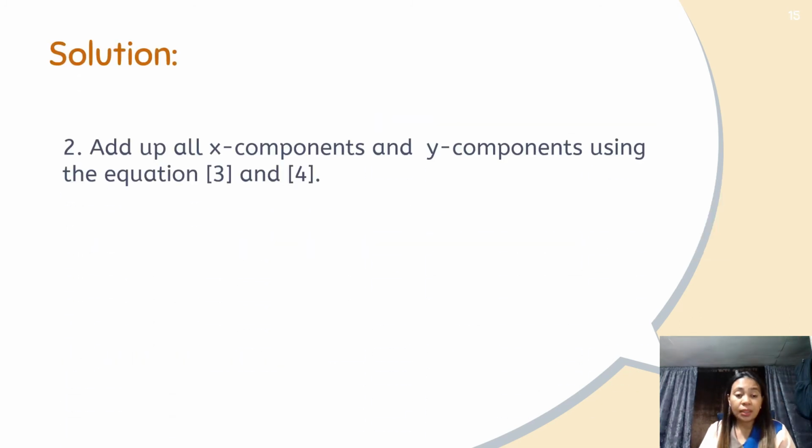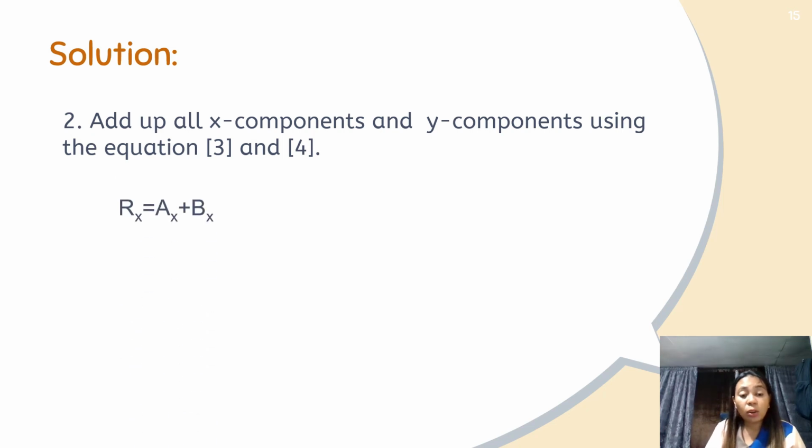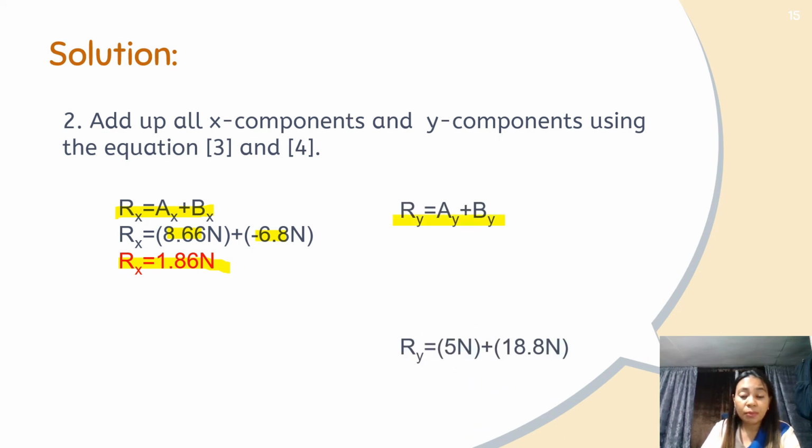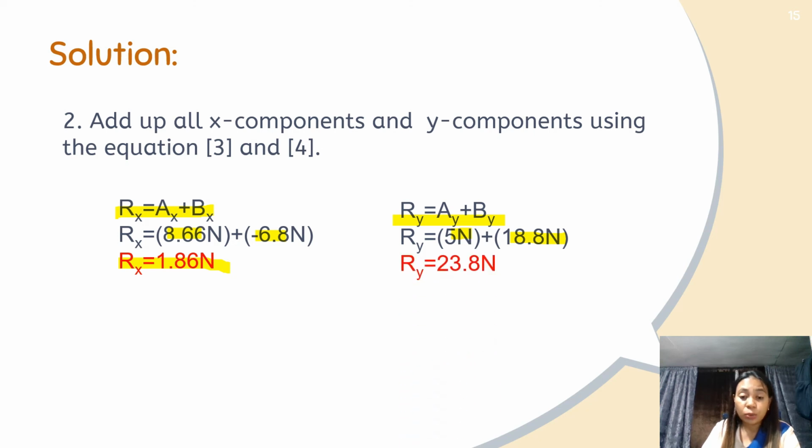You have to practice. So you will add all the x and add all the y components. Your Rx is now Ax plus Bx. Then you substitute: your Ax is 8.66, your Bx is negative 6.8. It will give you a resultant in terms of x of 1.86. Then the same for Ry. Just substitute your Ay of 5 newtons and your By of 18.8 newtons.